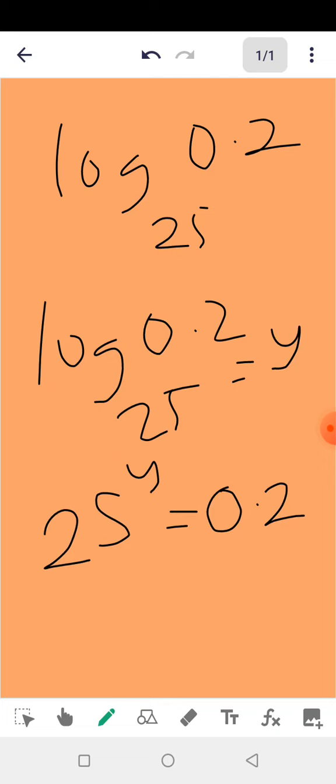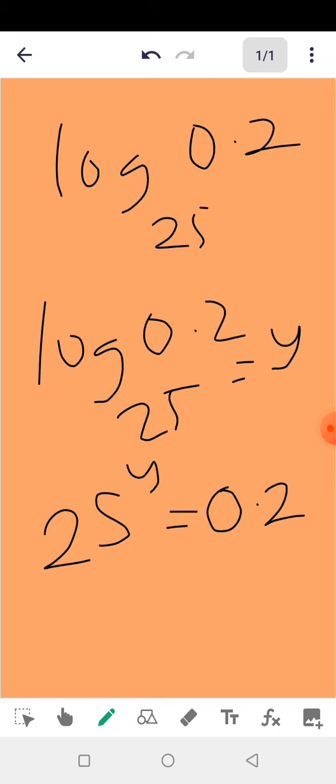Okay, so 0.2 is 1/5 in fraction. If you have problem changing decimal to fraction, please tell me in the comment section so I can make a video on that. I'll show you how to change decimal to fraction. 0.2 is 2/10, and 2/10 is 1/5.